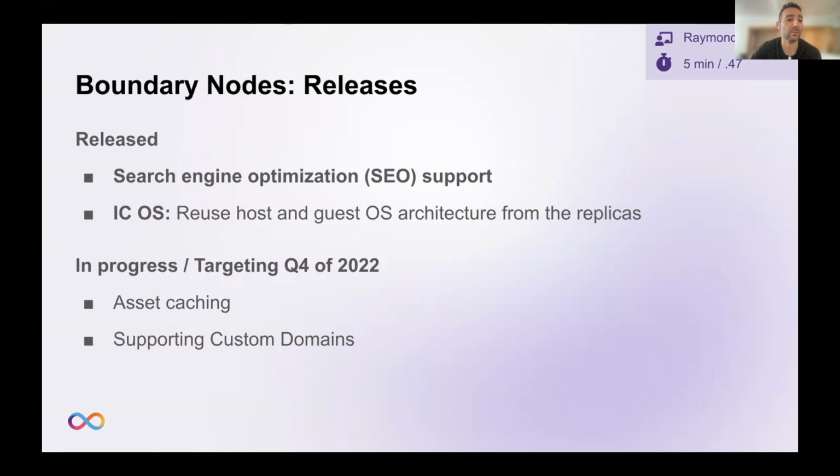We also have some new features in the works. So asset caching is going to allow us to improve the user experience by providing faster load times and supporting custom domains, so that developers can easily expose their dApps on a domain of their choice instead of having to spin up their own custom infrastructure to do it.